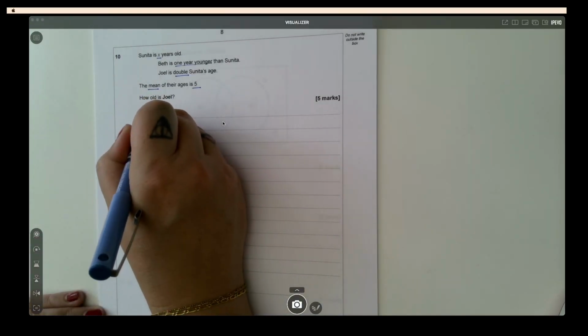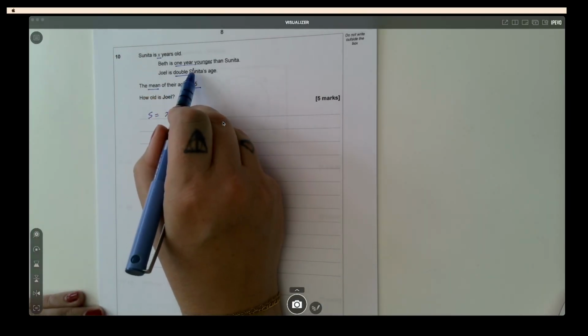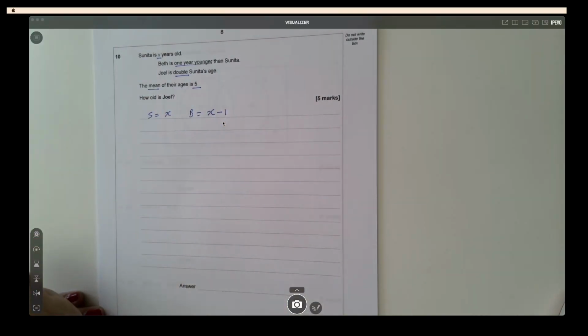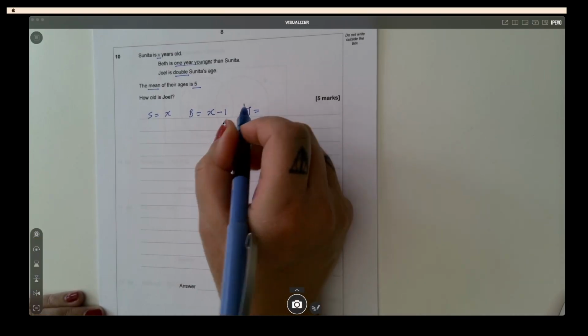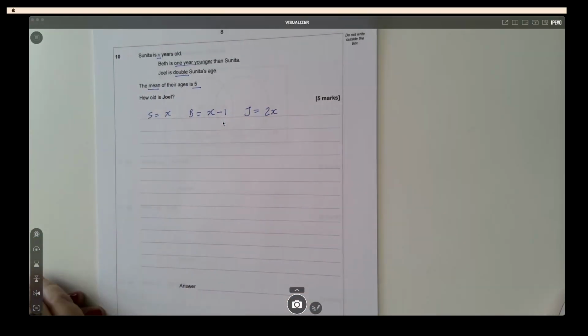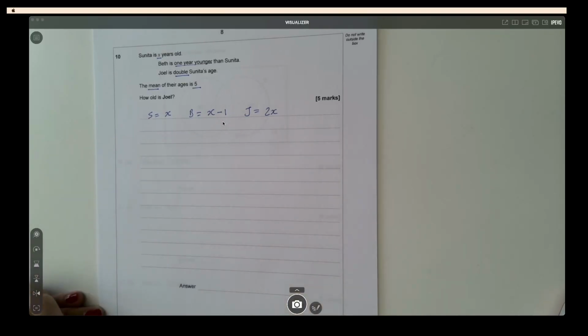So, Sunita is x years old. Beth is 1 year younger than Sunita, so Beth is x subtract 1 years old. And then Joel is double Sunita's age, so Joel is 2x years old. The next piece of information we're given is that the mean of their ages is 5. To find the mean, we would have added these ages up and then divided by 3 for the 3 ages that we had. So I'm going to do that with these algebraic expressions for each person.